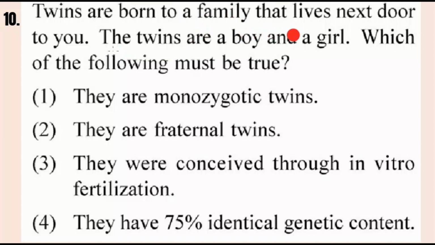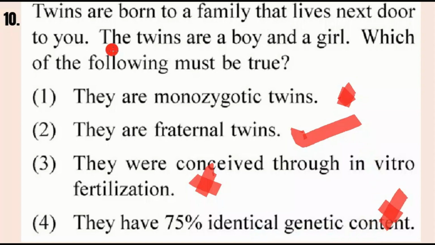Question 10. When twins are born to a family that lives next door to you, the twins are a boy and a girl. Which of the following must be true? Option 1 says they are monozygotic twins. That is wrong. Option 2 says they are fraternal twins. That is correct. Option 3 says they were conceived through in vitro fertilization. That is wrong. Option 4 says they have 75% identical genetic content. That is also wrong, because the zygotes were fertilized by 2 different sperms and 2 different eggs. So the answer is option 2.